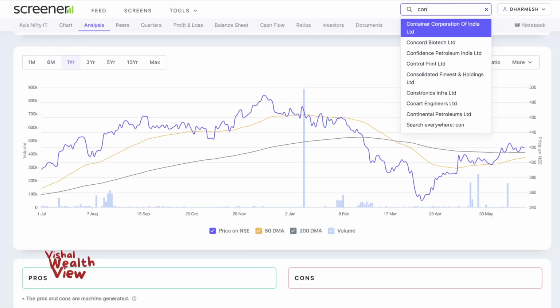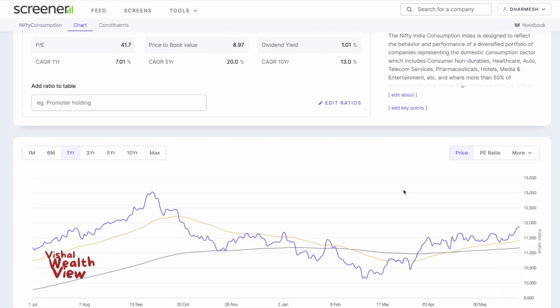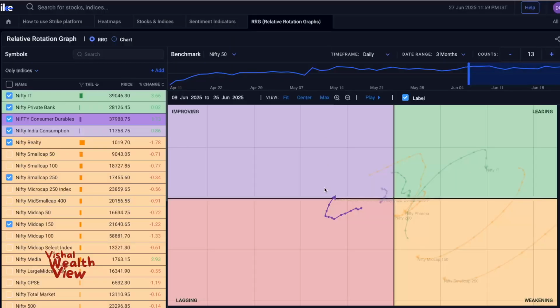Let's take a look at the consumption ETF, Nifty India Consumption. Okay, so Nifty India Consumption is giving a breakout. So the signals are correct. I think I'll move some money into this on opening Monday. I want to make a quick cash and get out as quickly as possible. So yeah, I don't mind parking some money by looking at this signal over here. This seems like a positive signal to me.